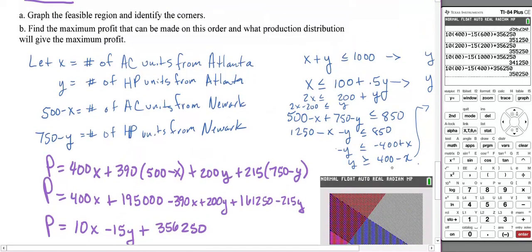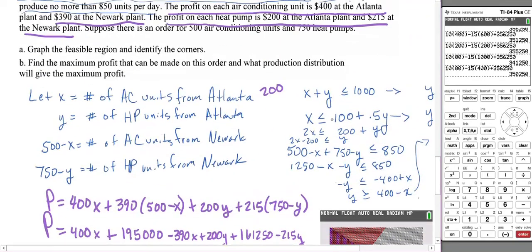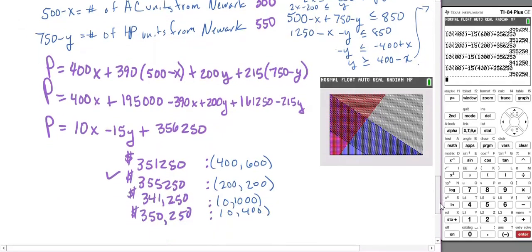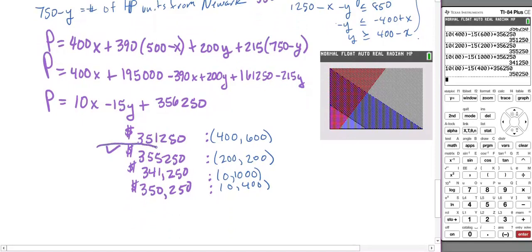So it'll be 200 AC units from Atlanta and 200 heat pump units from Atlanta. Remember, we had an order for 500, so that's going to be 300 AC units from Newark and 550 units of heat pump from Newark. And that maximum profit is going to be $355,250. That does it for that section, and just let me know if you have any questions on it.